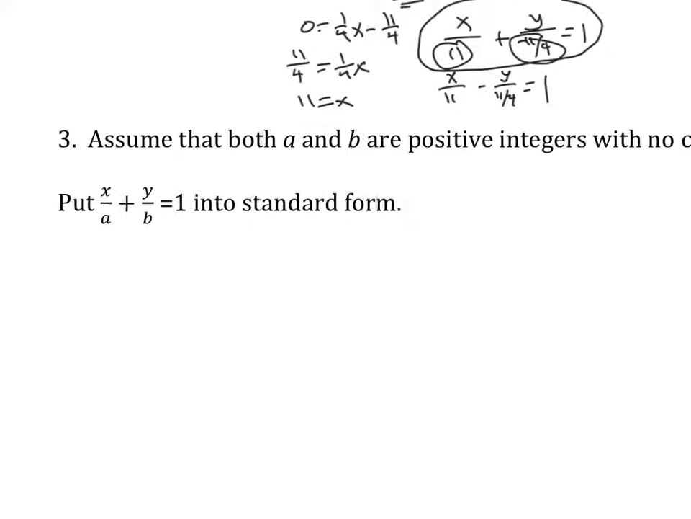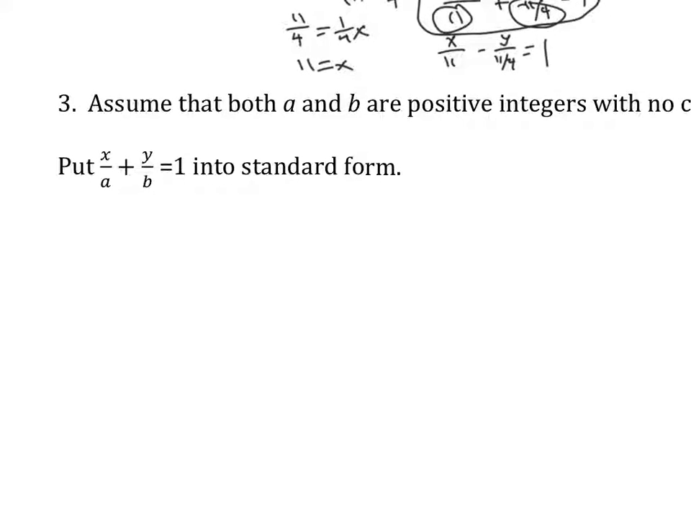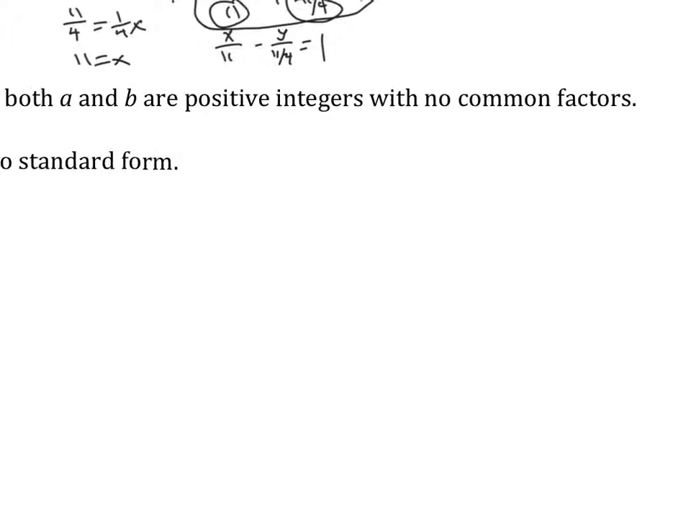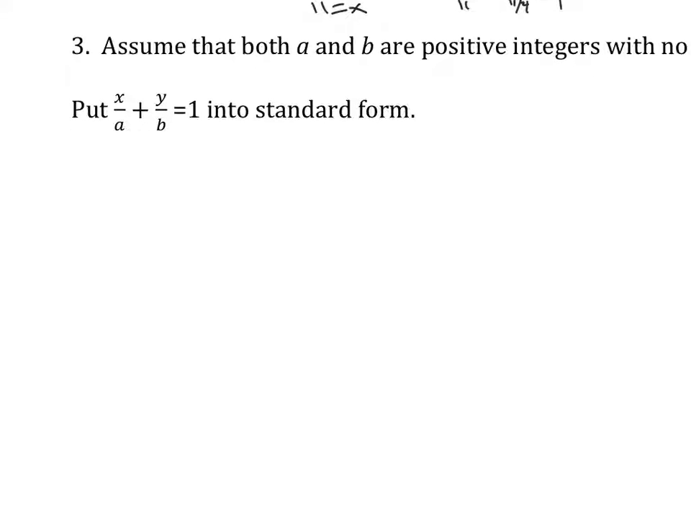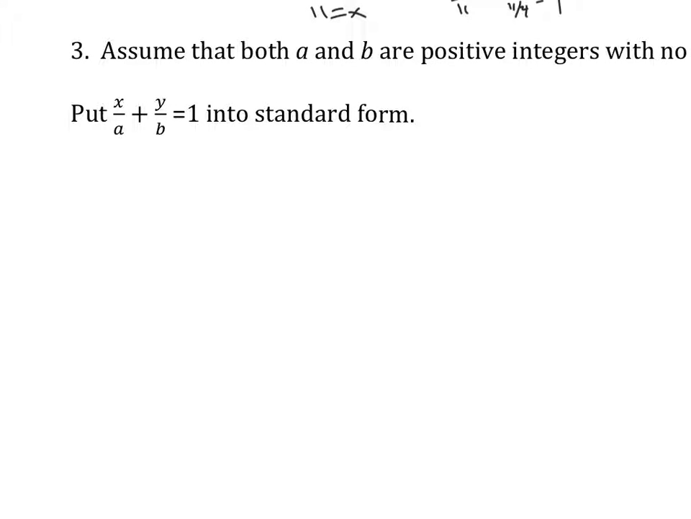Okay, assuming that both a and b are positive integers with no common factors, put x over a plus y over b equals 1 into standard form.